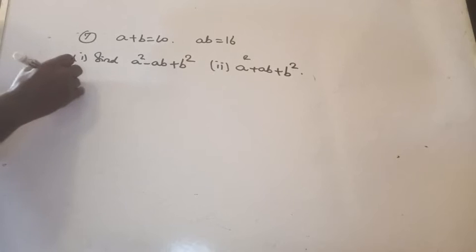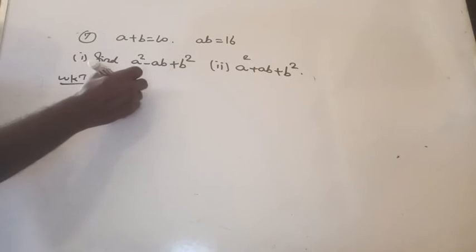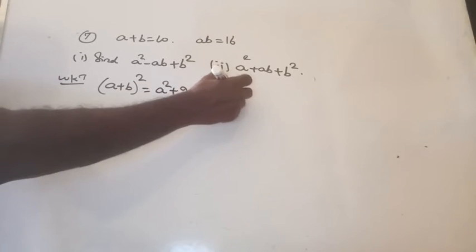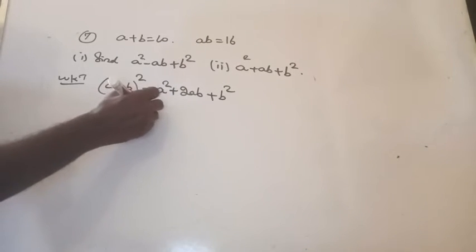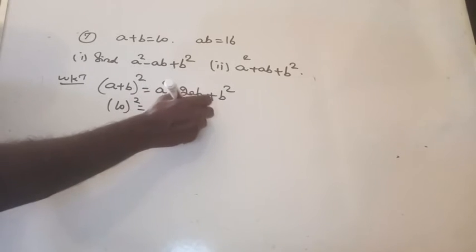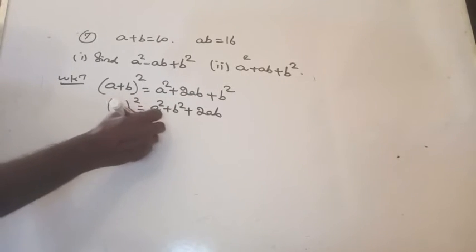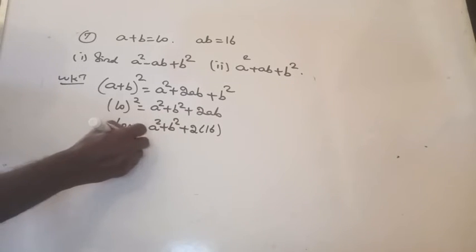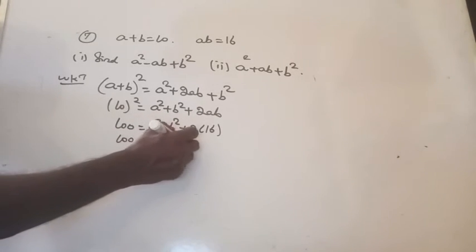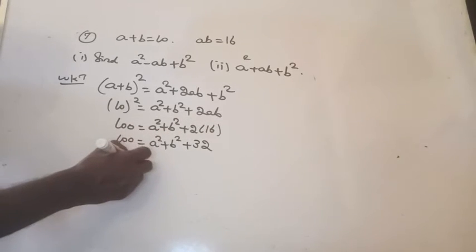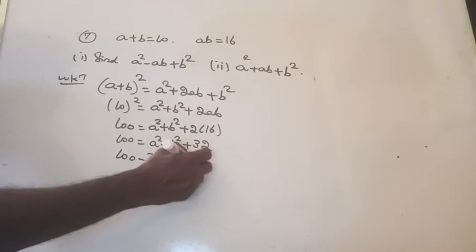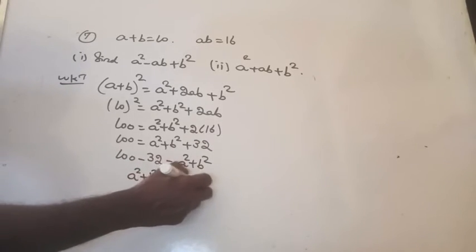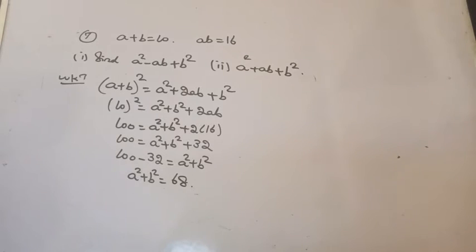Am I right? Yes. We know that a plus b the whole square is a square plus 2ab plus b square. Here a plus b is given as 10, so 10 square, which is equal to a square plus b square plus 2ab. 10 square is 100, which is equal to a square plus b square plus 2 into ab, which is 16. So 100 equals a square plus b square plus 2 times 16, which is 32. So 100 minus 32 equals a square plus b square. That is 68. Yes, 68.